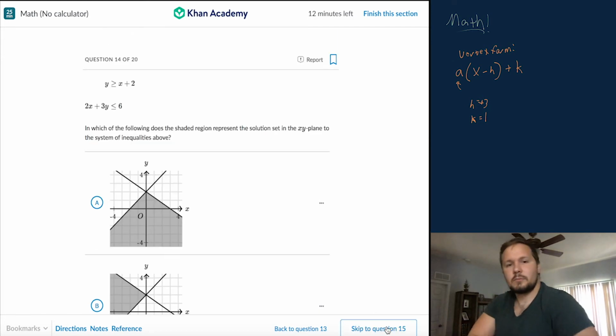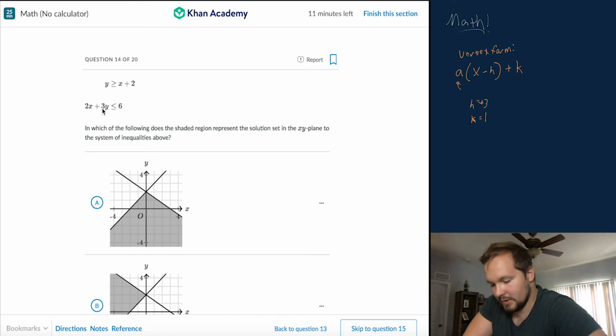Okay, so in which of the following does the shaded region represent the solution set in the xy plane? Well, we can do a little bit of math to make this a bit easier. We'll take the first one just as it is. y is greater than or equal to x plus 2.